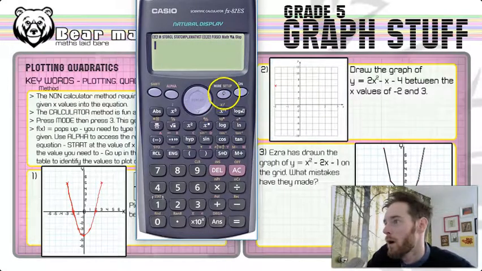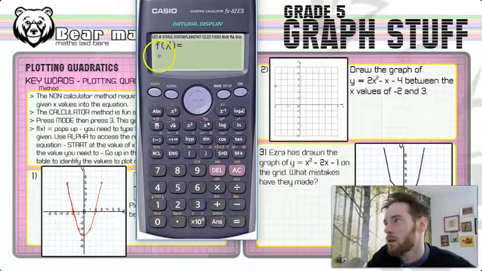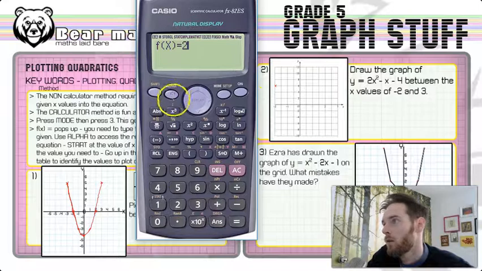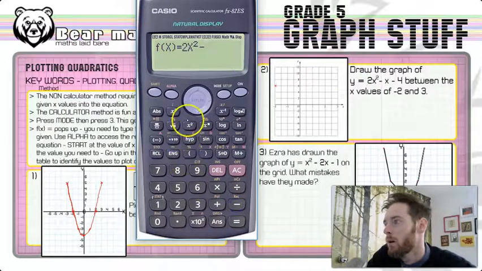Right. So you press mode, and this is all written down in the method. You press mode, and then you press 3, and you go to table mode. It brings up f of x equals. Now you've got to type the equation in. So the equation is 2, and then we press alpha to get the red letters, anything red. So there's x, there's our letter of x. You could use any letter, but we use x because that's what's in the equation. Then we press the squared button, then we put minus, then we put alpha x again, and then minus 4. So we've typed the equation in.